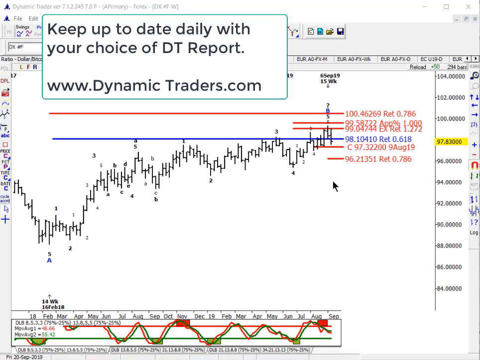But take a look at your charts and consider that we've maybe made a multi-month high in the dollar, a multi-month low in the euro.